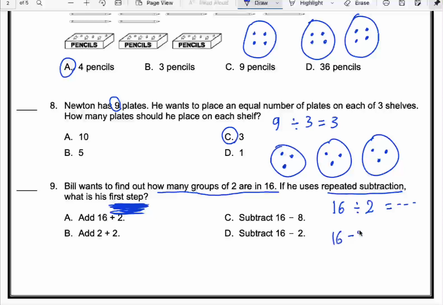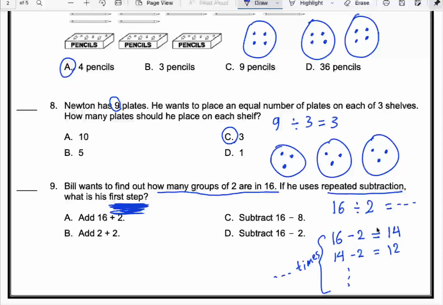So the first step should be 16 minus 2 equals 14. Then in the next step, 14 minus 2 equals 12, and so on. Then we count how many times we subtracted. How many times we subtracted 2. So what is the first step?